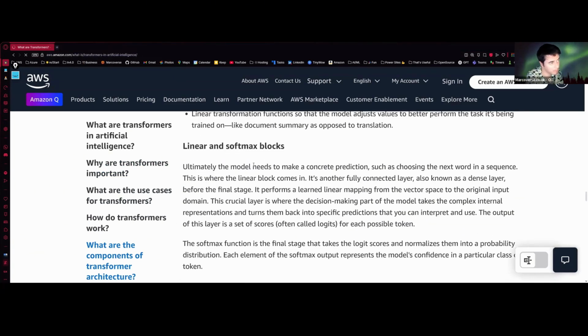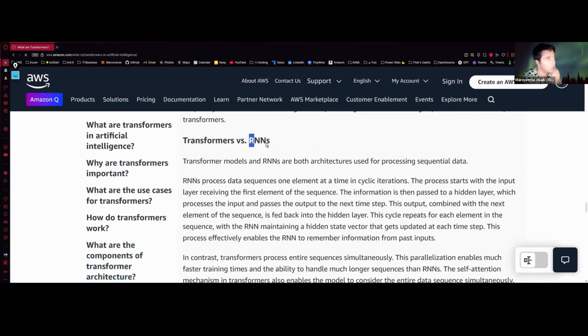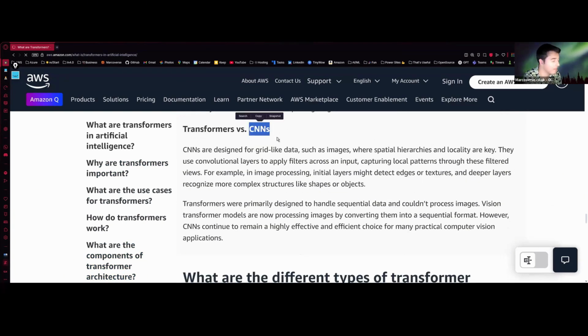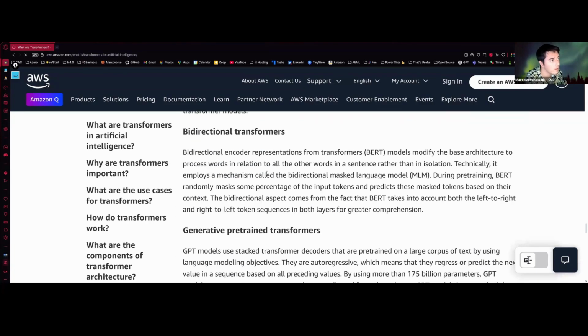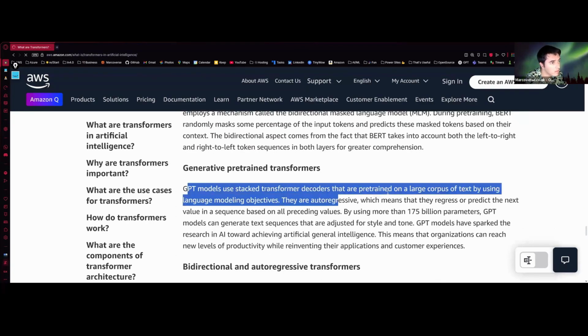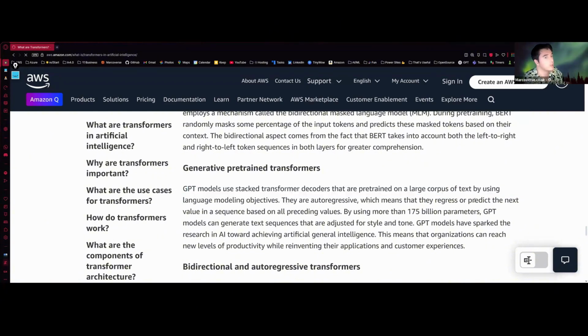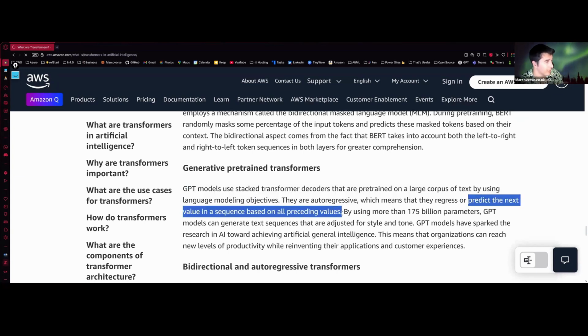So softmax was how we produce the embeddings. Recurrent neural networks. Convolutional neural networks. Yeah, so they've trained on all the large corpus of data, all the human knowledge in the world, which means they predict the next value in a sequence based on all the preceding values. It's like the Fibonacci sequence, okay? 1, 2, 3, 5, 7, etc.